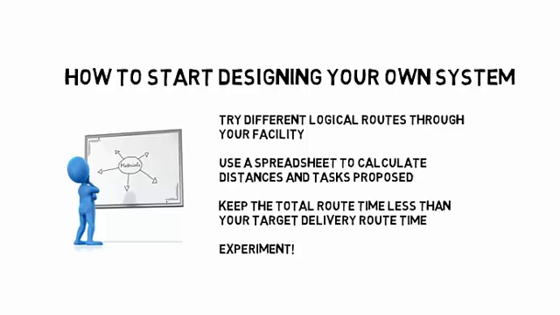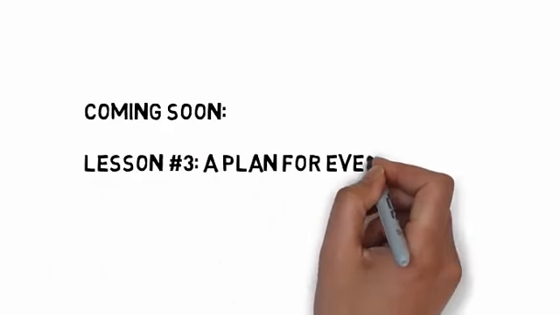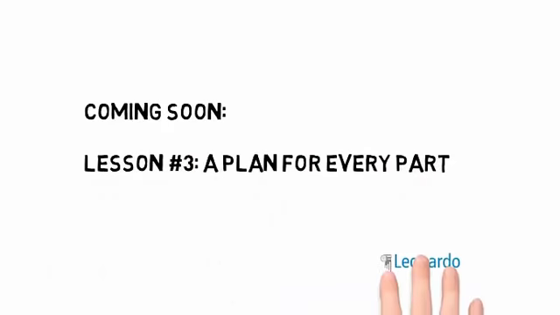So this concludes Lesson 2 on the topic of delivery routes, one of the massive mistakes that companies make when they don't design them right. In the next and final lesson, we'll be talking about the creation and use of a plan for every part, your database of everything you need to know about every purchased and manufactured item.